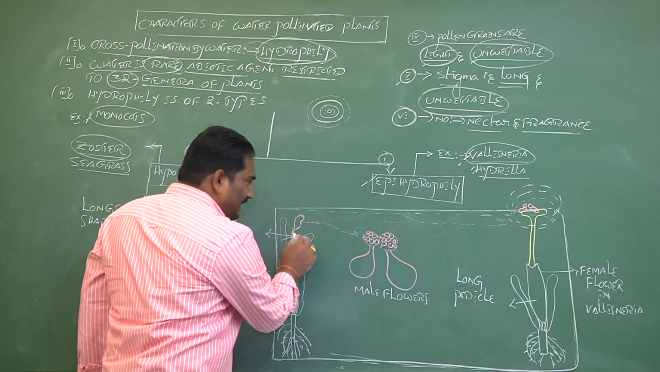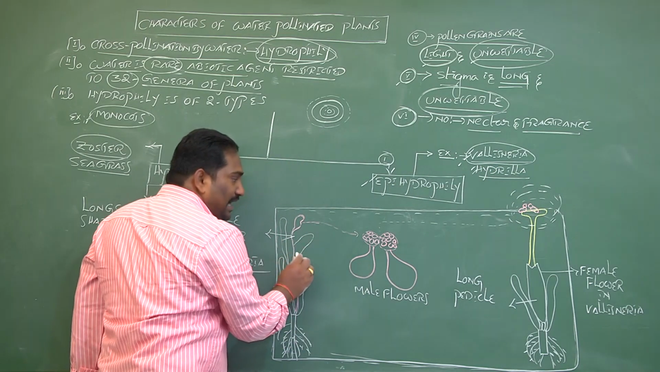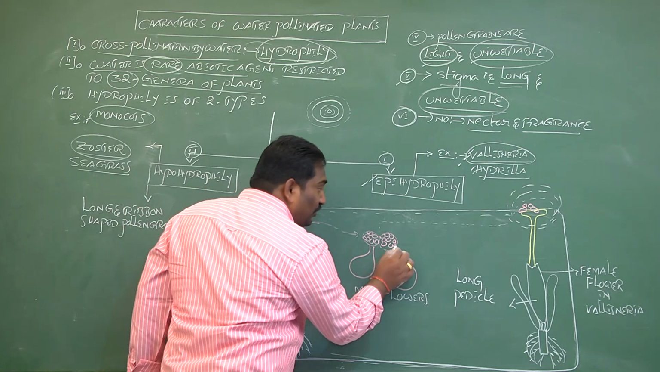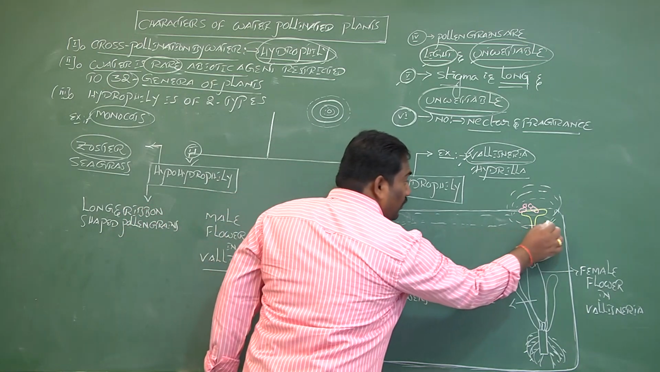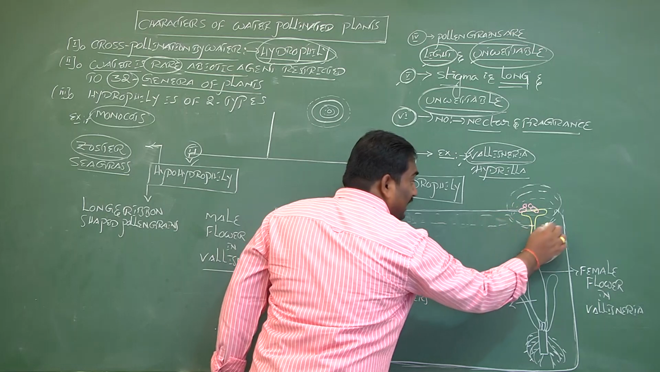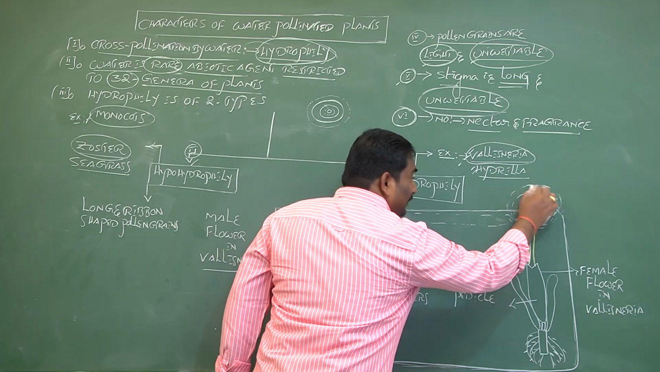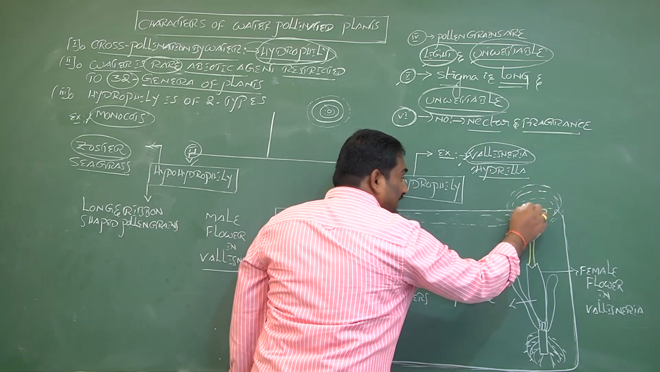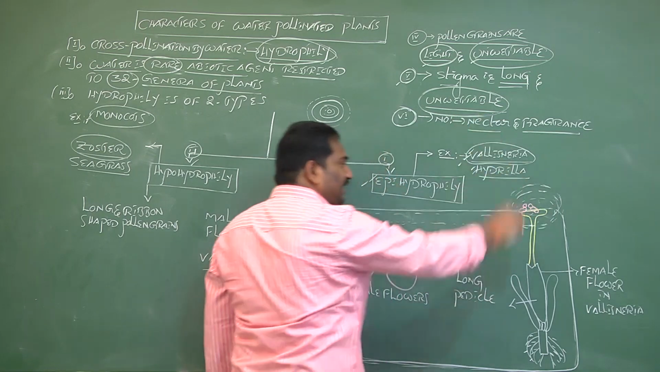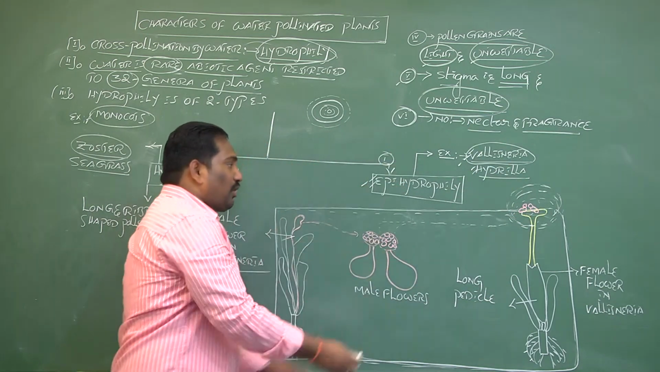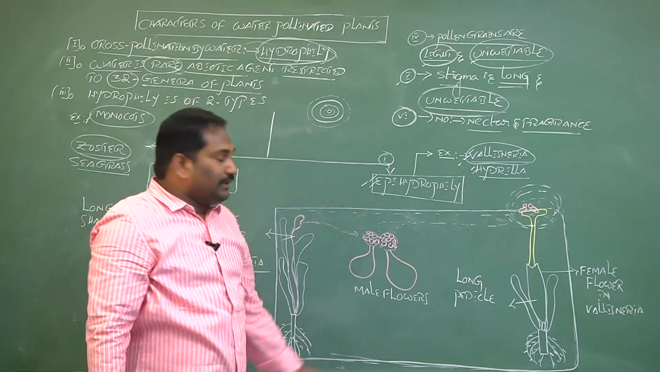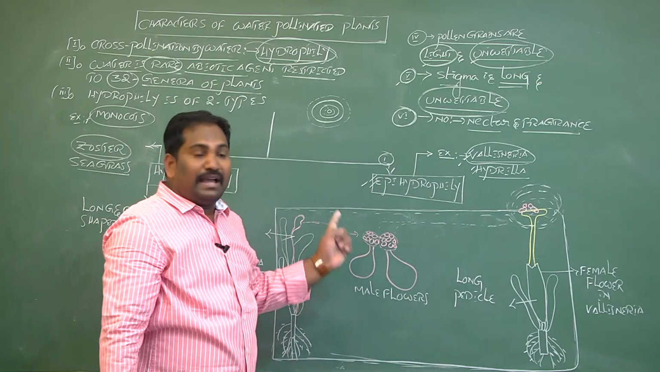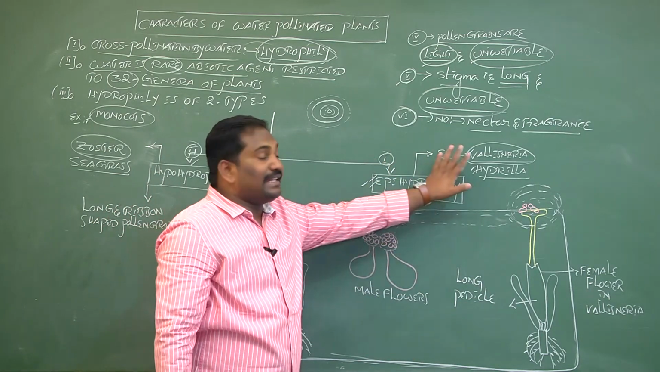When the male flowers are cut from the male Vallisneria plant, these male flowers move passively towards the female Vallisneria plant, to the surface of the stigma. This process takes place outside the water. Then this phenomenon is called epihydrophily. This is the phenomenon of epihydrophily in Vallisneria plant.